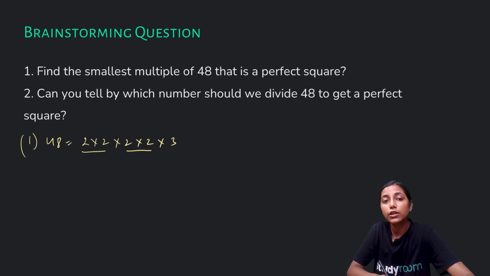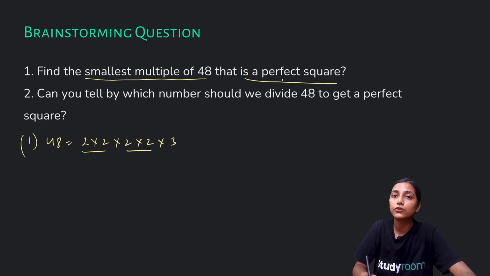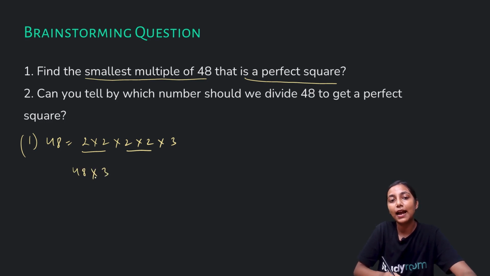So in order to find the smallest multiple of 48 that is also a perfect square, we will multiply 48 by 3. Because if we multiply 48 by 3, we get one more 3 here, and then this 3 will also be paired up. All the factors are pairing up, therefore that number is a perfect square. And that is what we had to find.